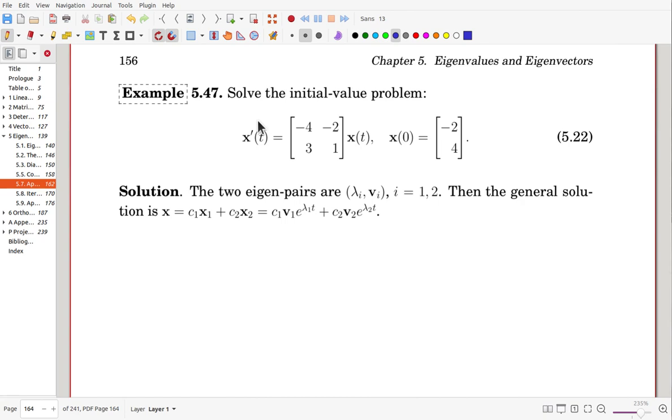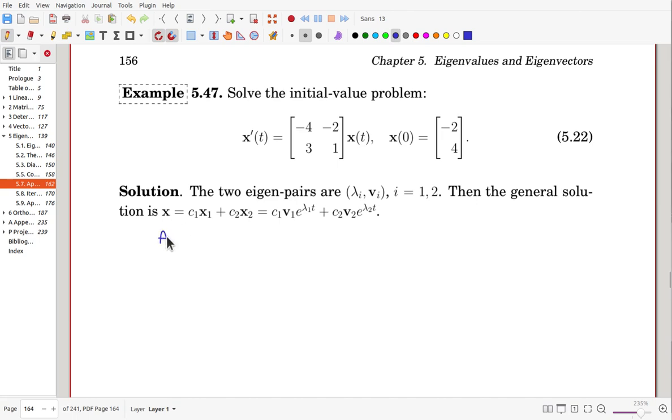We have an initial value problem, a dynamical system, and we'll try to solve the problem. First we have to find the eigenpairs, lambda i, vi, then we try to formulate the solution along with arbitrary coefficients. Okay, let's do that.